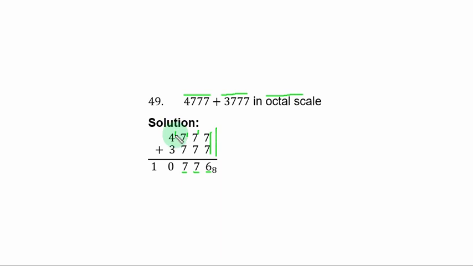When you add, 4 plus 3 is 7. 7 plus 1 is 8. You cannot write it down because in base 8, 7 is the highest digit. You divide 8 by 8, you have 0 remainder 1. You put down the 0 and you take the remainder forward and you bring it down in this form. So you have 10776 in base 8.